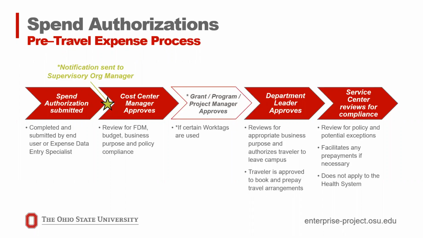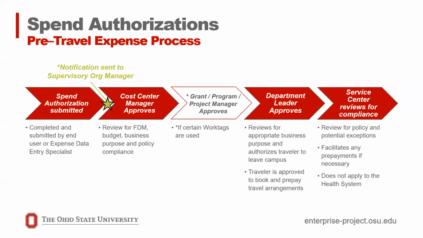Then if grant, program, or project work tags are used, and if the unit has chosen to set up optional approvals, it would go to them. Then again, for all spend authorizations, it will go to the department leader. The department leader is approving for business purpose and also authorizing that traveler to leave campus.